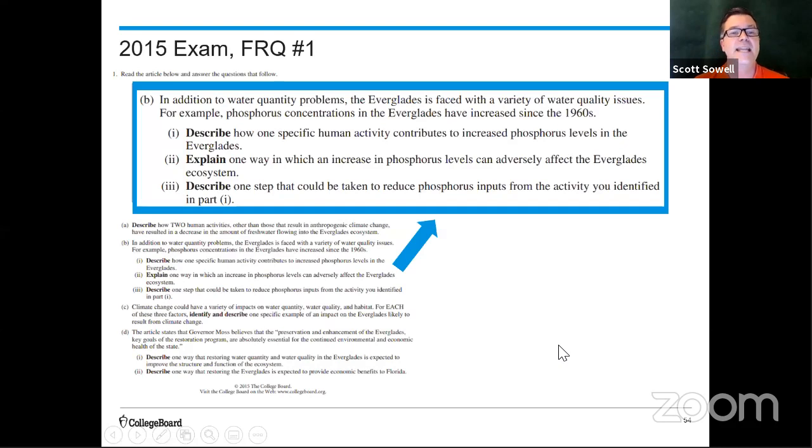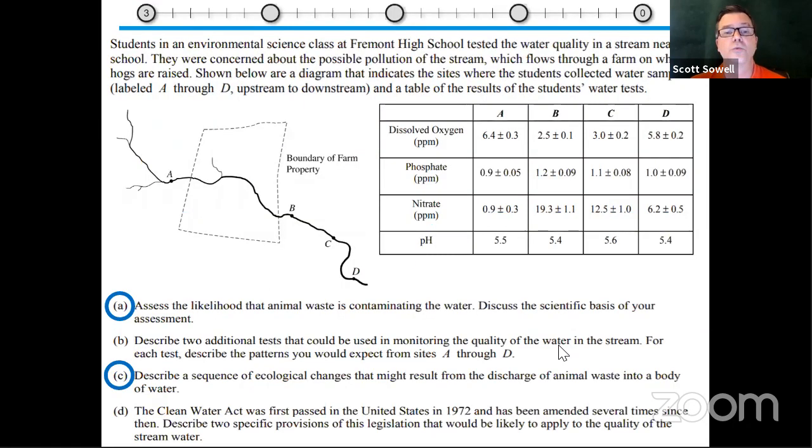Part B says, in addition to water quantity problems, the Everglades is faced with a variety of water quality issues. For example, phosphorus concentrations in the Everglades have increased. So it says, describe how one specific human activity contributes to increased phosphorus. We've talked about that today. Explain one way in which an increase in phosphorus adversely affects it. We've talked about that. And then it asks you to propose a solution or something we could do to fix that. So let's put this to real use.